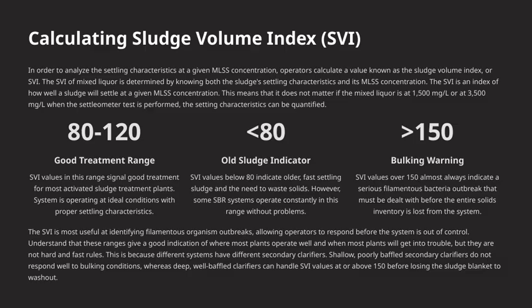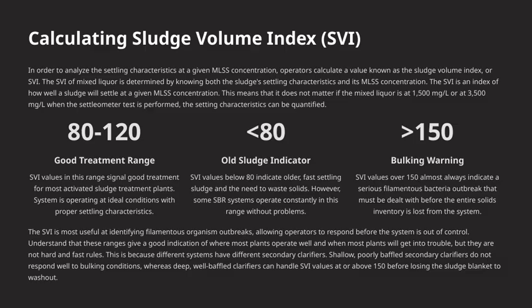Now, what do these SVI values tell us? Values between 80 and 120 are considered within the good treatment range. When we see SVI in this range, it indicates that the system is operating under ideal conditions, with proper settling characteristics. If the SVI drops below 80, that's often a sign of older, fast-settling sludge. Sometimes, this means we need to waste solids to maintain proper operation. Interestingly, some systems, like sequencing batch reactors or SBRs, can operate consistently in this range without issues.